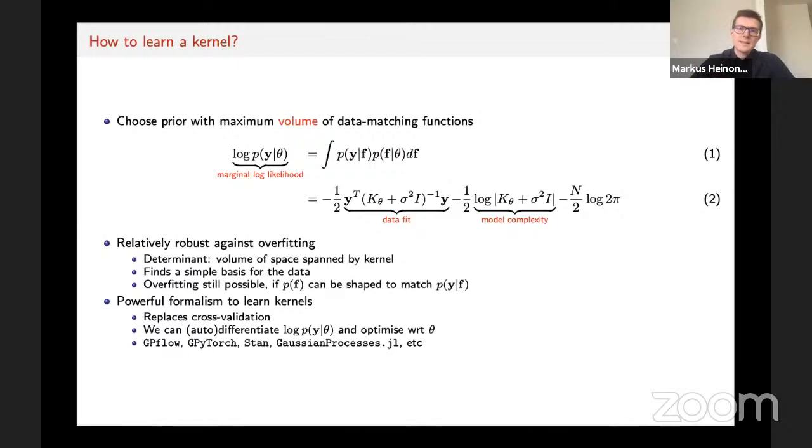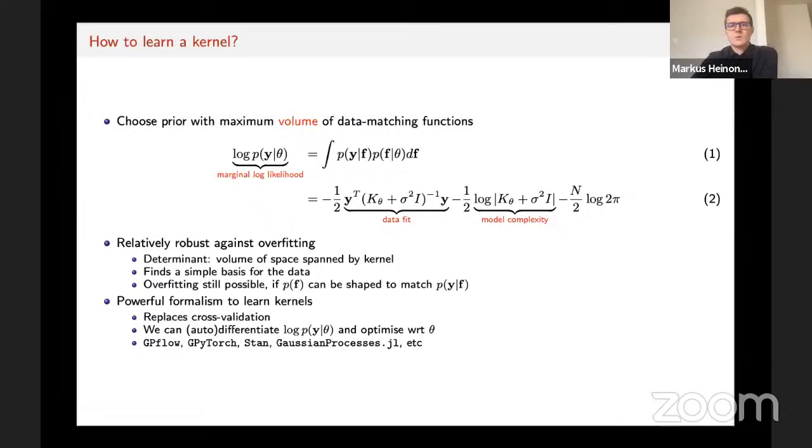That means we integrate out the function space from the function prior p(f), and we evaluate it against the likelihood p(y|f). Under a regression setting, or suitable assumptions, this simplifies into a very convenient equation that has a data fit term and a model complexity term. If you look at this closer, what this integral does is try to measure the volume of functions from the prior that match the data. This seems like quite a sensible thing to optimize.